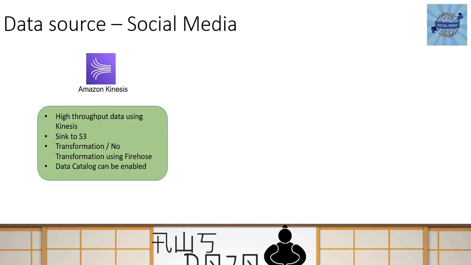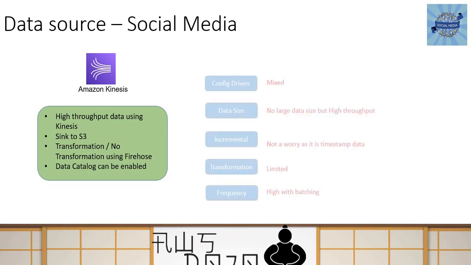So in case of social media, I will not ask you to think about any other choice. Simply go for Kinesis, because if you're dealing with high volume, high throughput data, Kinesis is the best and the only service which can do this job in AWS.